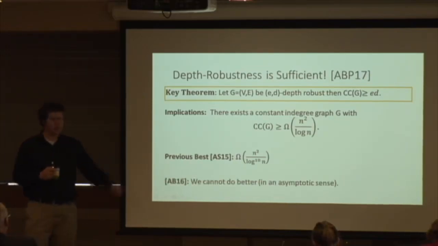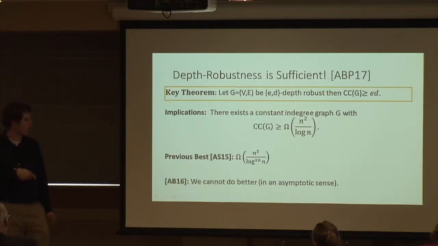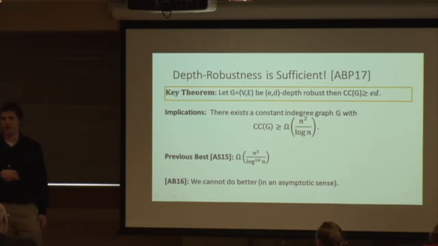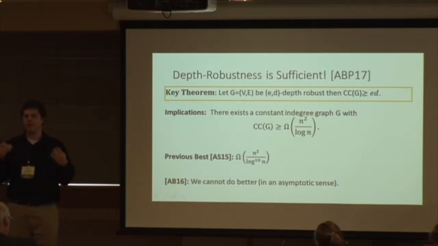And finally, I'll note that we also have a matching upper bound. So in an asymptotic sense, this is actually the best you can hope for. You can hope to get a memory hard function that has complexity n squared over log n. But if you demand that your graph has constant in-degree, then you really can't do any better than this.